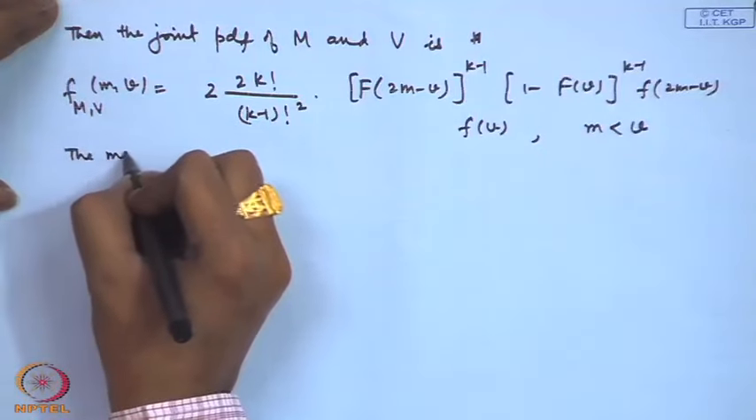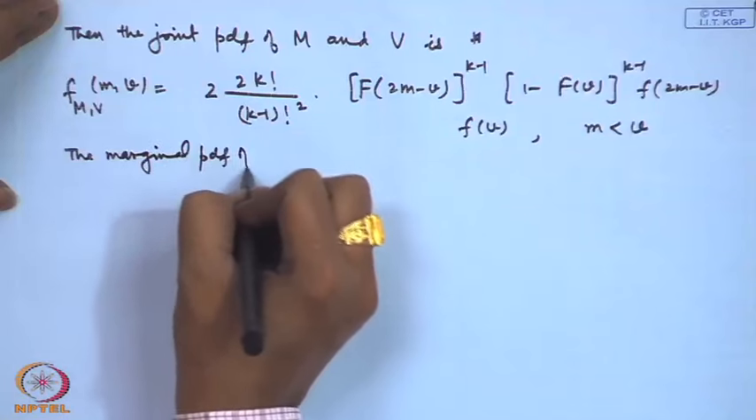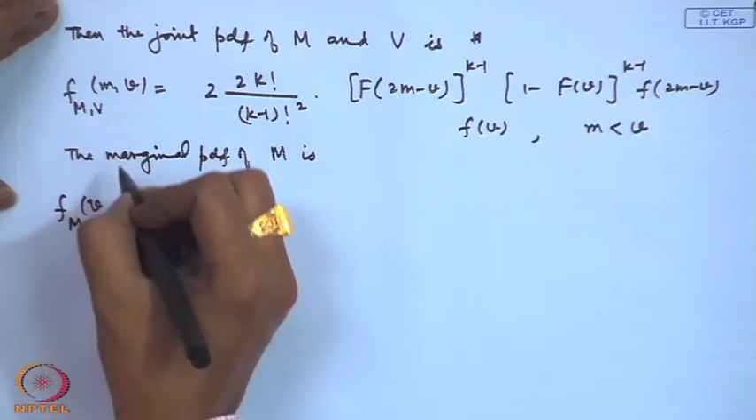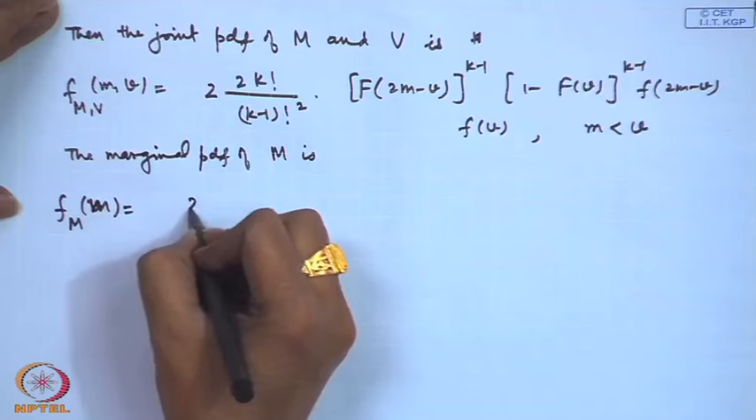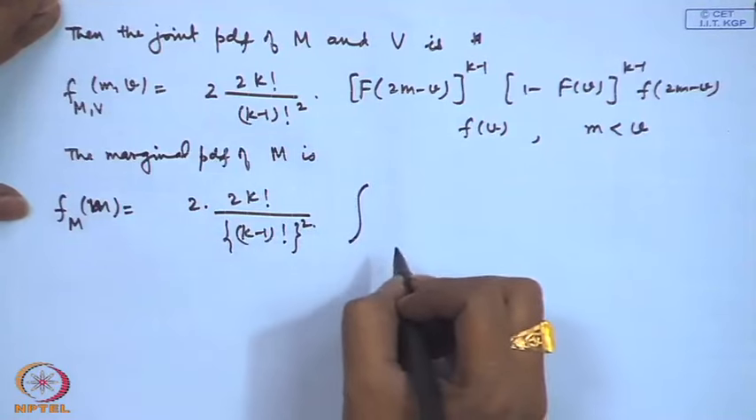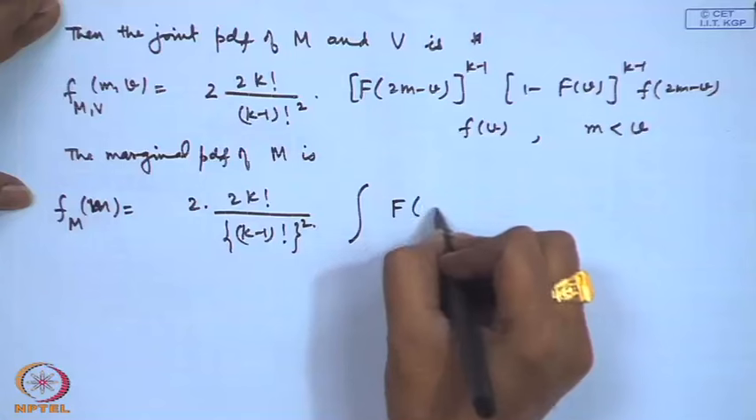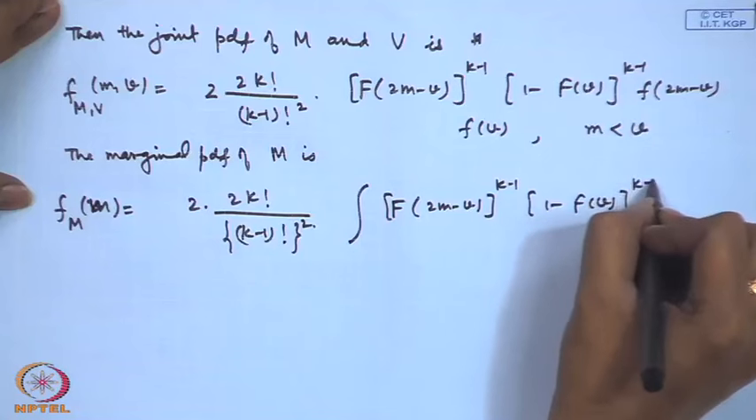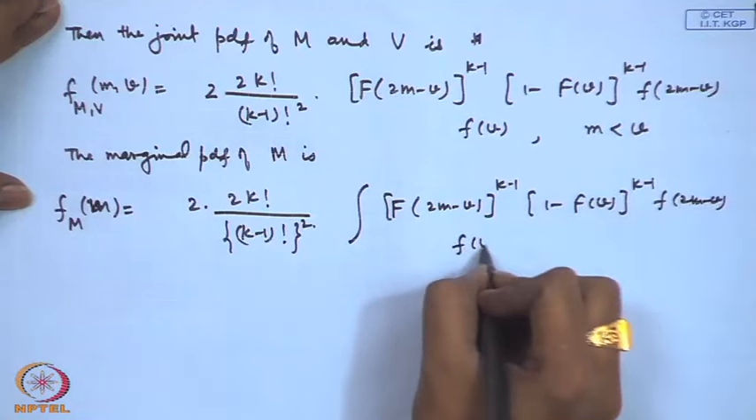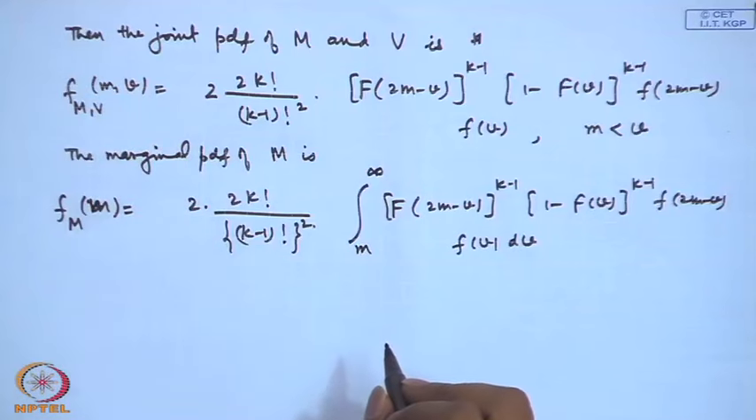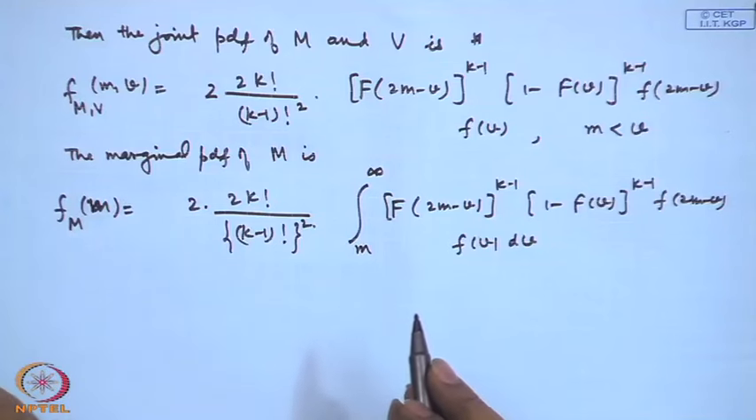So the marginal PDF of m is obtained from integrating the joint density, 2k factorial divided by (k minus 1 factorial) squared, F(2m minus v) to the power k minus 1, 1 minus F(v) to the power k minus 1, f(2m minus v), f(v) dv. And v is integrated from m to infinity. So this gives me the formula for the derivation of the distribution of the sample median when the sample size is even.